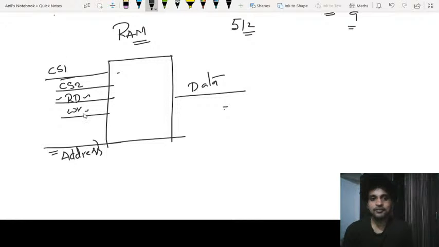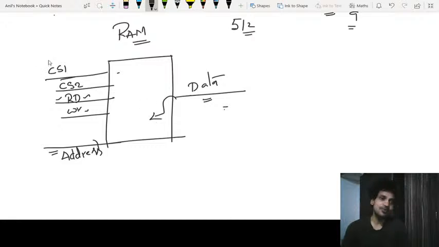When write is enabled, the address in the address lines will get located in the RAM. Then the data in the data lines will get transferred to that specific address. This is nothing but the read and write operations, how they are performed.